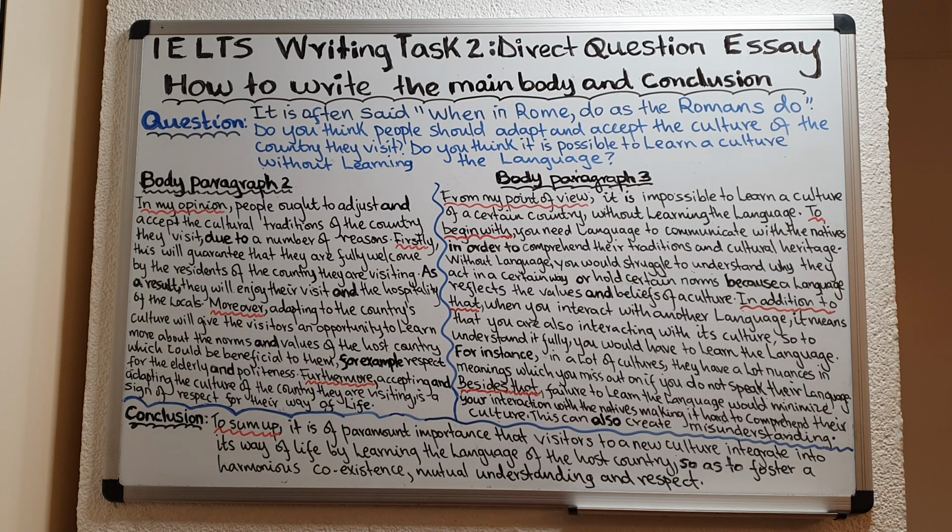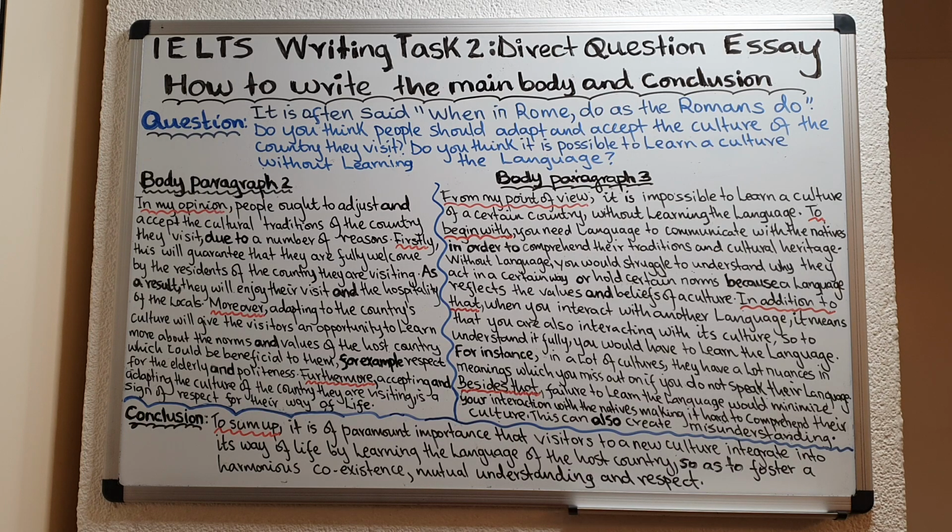So once you have written your introduction, then begin writing body paragraph 2. Now, what should you put in body paragraph 2 when it comes to a direct question essay? In your direct essay question, most of the times you will get 2 questions. In our case, we have the question, do you think people should adapt and accept the culture of the country they visit? That is the first question. So body paragraph 2 should be answering the first question. And then body paragraph 3 should answer the second question.